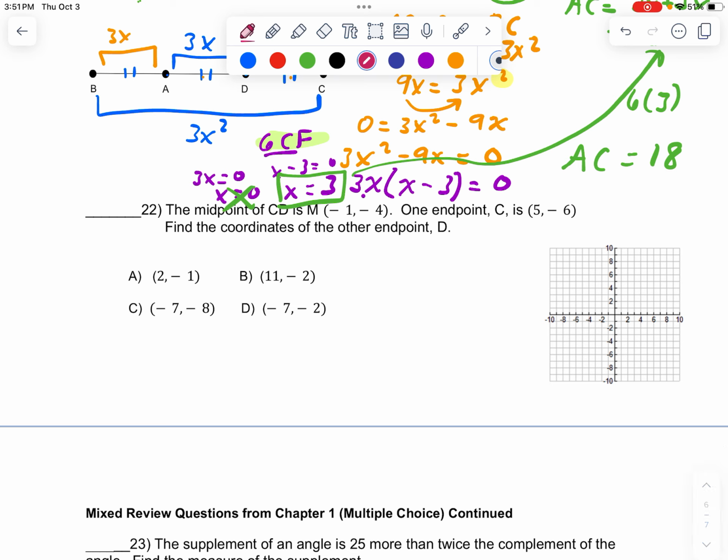22, the midpoint of CD is -1, -4. So I'm going to graph that, and I'm going to call that M for midpoint. One endpoint is at 5, -6.